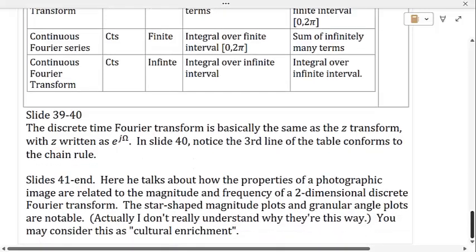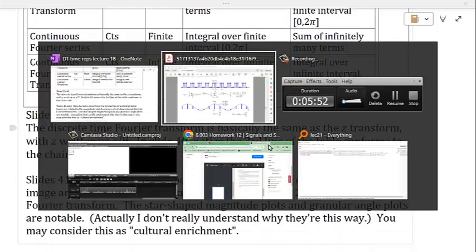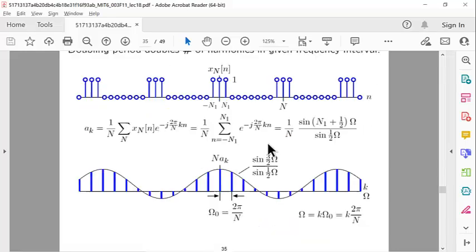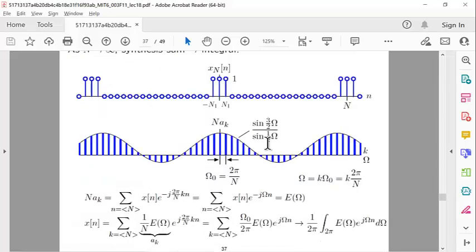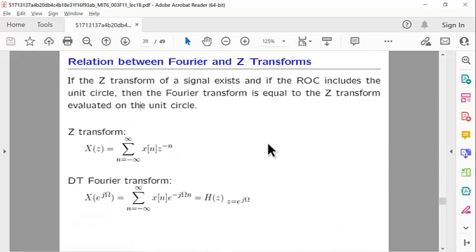All right, so slides 39 and 40, let's go there. Let's see where we are, slide 39. And this reinforces what I mentioned before, that the Z transform is nothing but the discrete Fourier transform, but writing Z as e to the j omega.